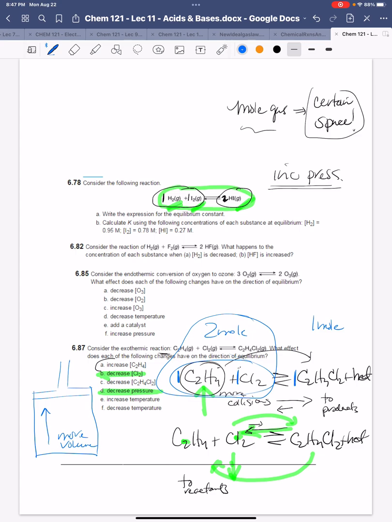Okay, so again, this has to go back to our gas laws just a little bit. Volume and pressure and moles of gas relating to one another.